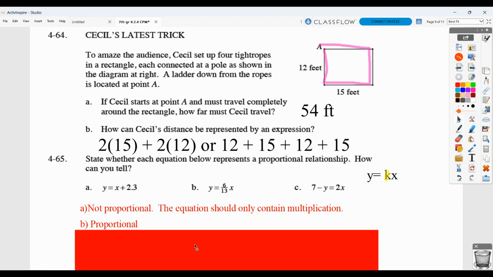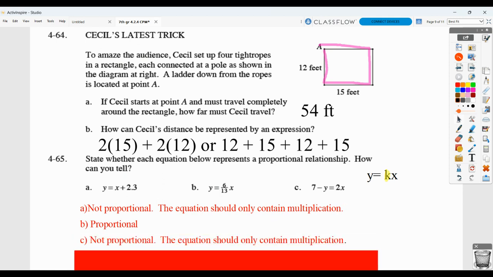Again, it should only contain multiplication. B is proportional, and the constant of proportionality would be 6/13. And C, again, is not proportional. Again, we should only have multiplication, not any addition or subtraction of terms.